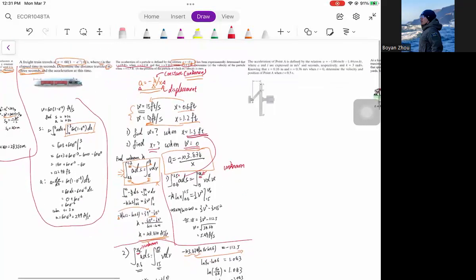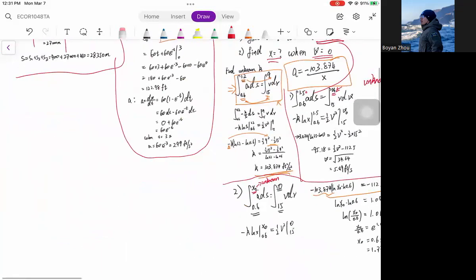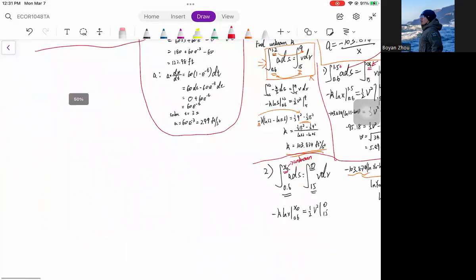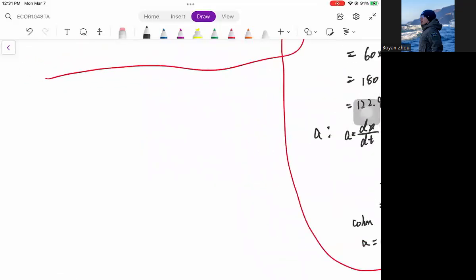Okay, so we're gonna go to the fourth one, but I forgot to put them on here. So they're actually very similar to the third one. I'm gonna write it down here, or you can also find them on your Brightspace.